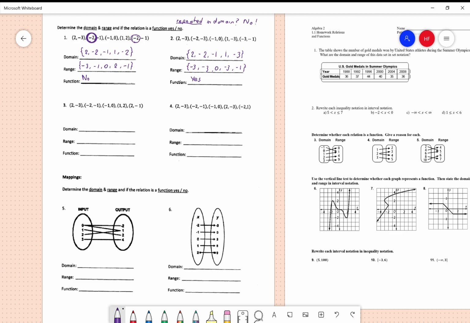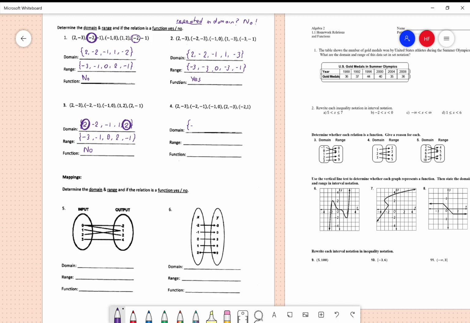Number 3, we've got 2, -3. We'll just write the domain. So the domain is all of our x's, so 2, -2, -1, 1, 2. I already see that I repeated. So can this be a function? No. And then I'll write the range, that's all my y's, so -3, -1, 0, 2, -1.